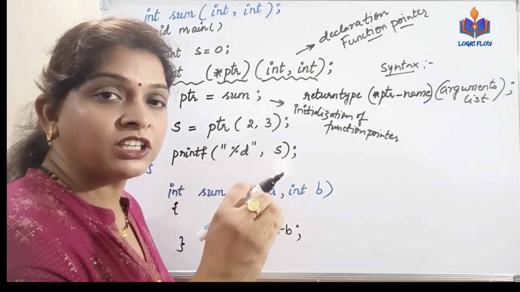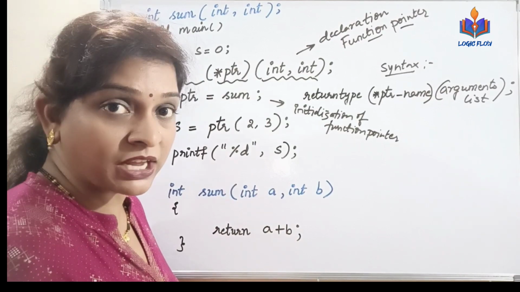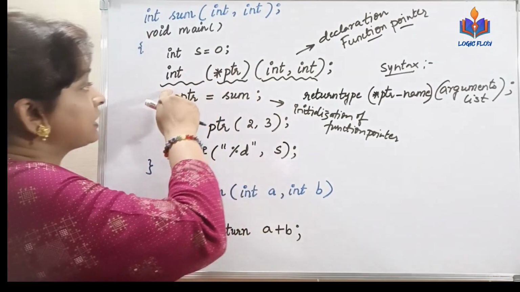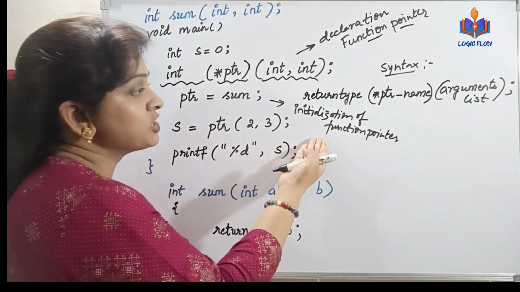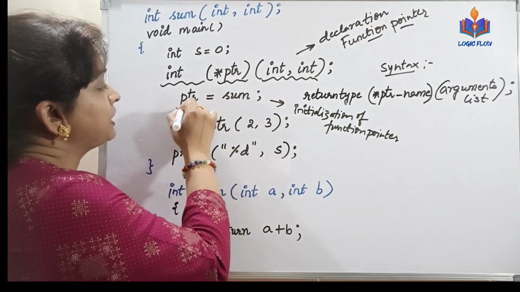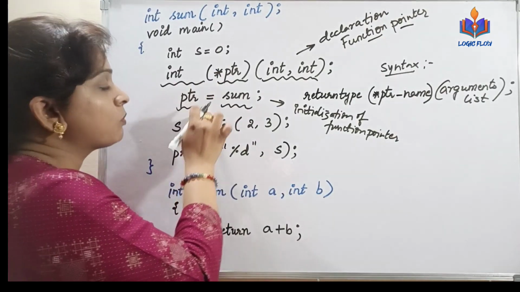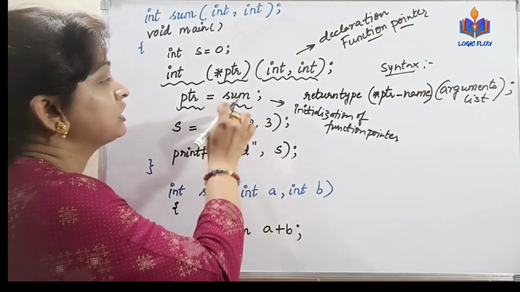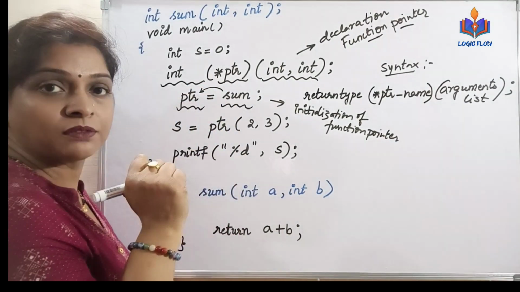When the function pointer is ready to point to a function, I need to do the initialization. My next step is to do the initialization. The function pointer is declared to point to a particular function, and we have mentioned the return type and argument list here. Now we need to initialize the address of the function. For that I say ptr equal to sum. The function pointer name is ptr, equal to sum, the function name. Like how the array name gives you the base address, the function name gives you the base address. That address will go to ptr.